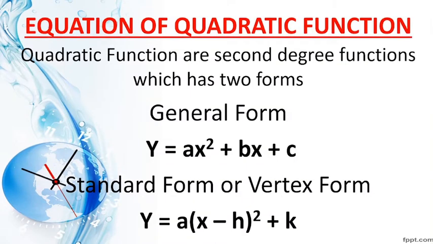equation. If you're going to notice in this example, a quadratic function is a second degree function in which the highest exponent is 2, or the degree of our function is the second degree. It has two forms. It's either in the general form or in the vertex form. If it is in general form, it is in the form ax squared plus bx plus c. And if it is in the vertex form, it's in the form y is equal to a quantity x minus h squared plus k.